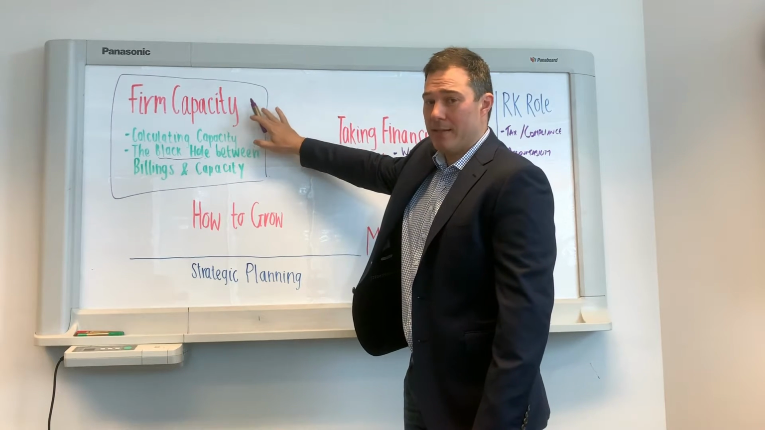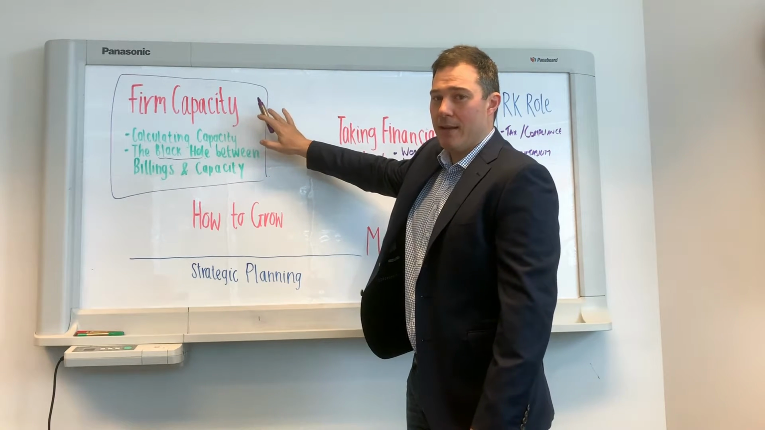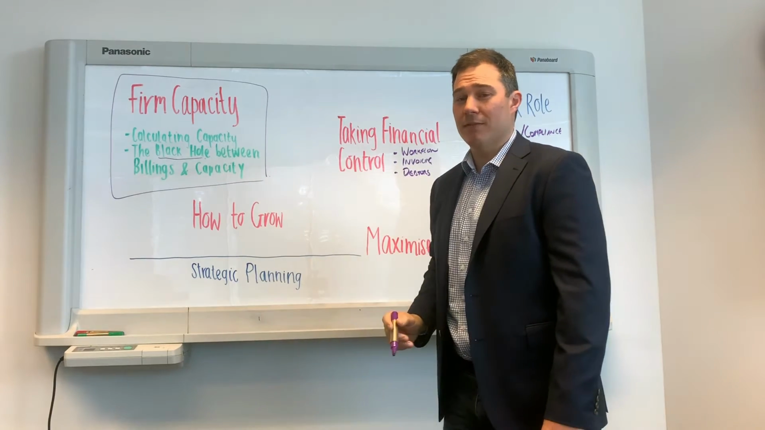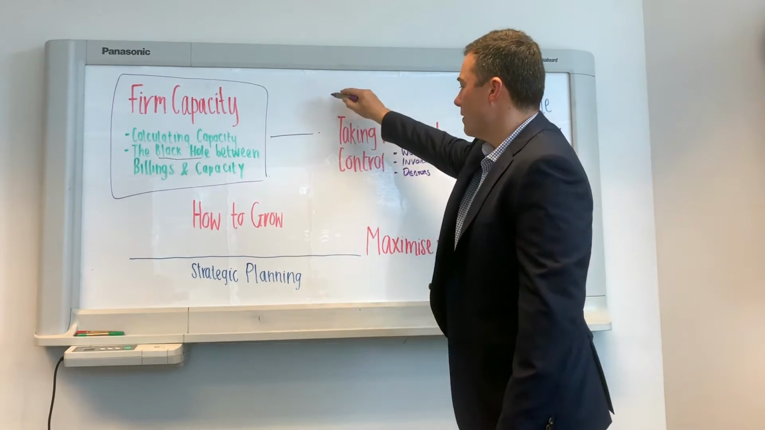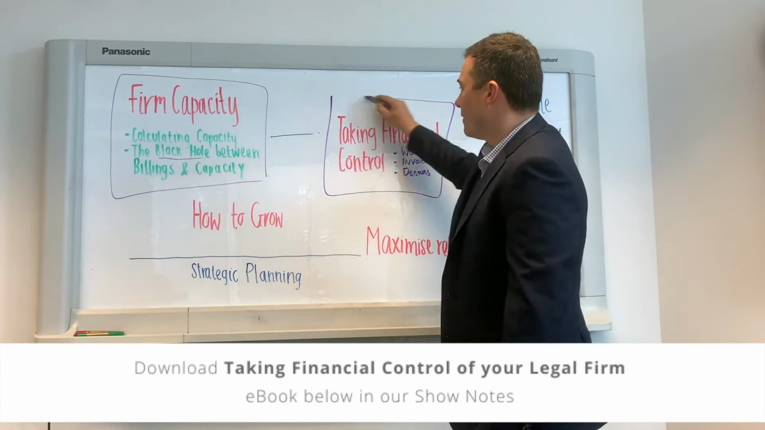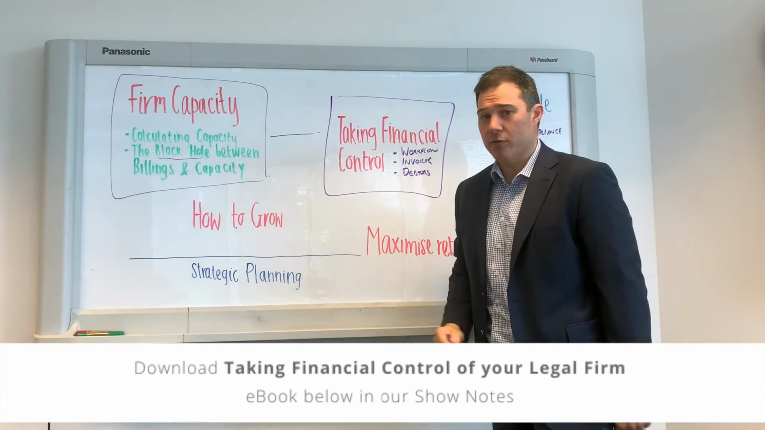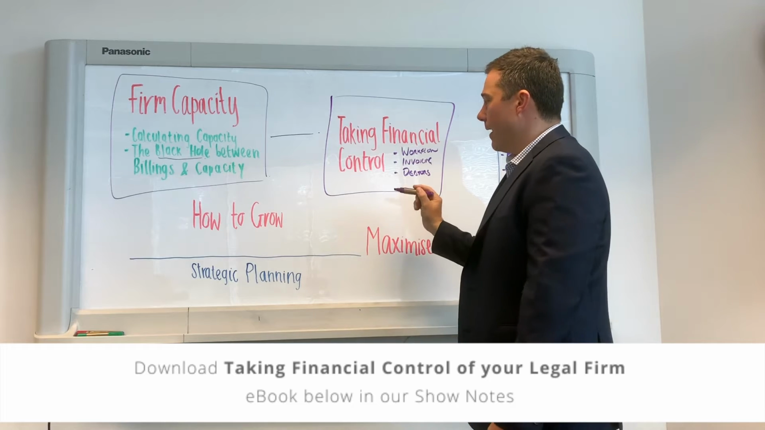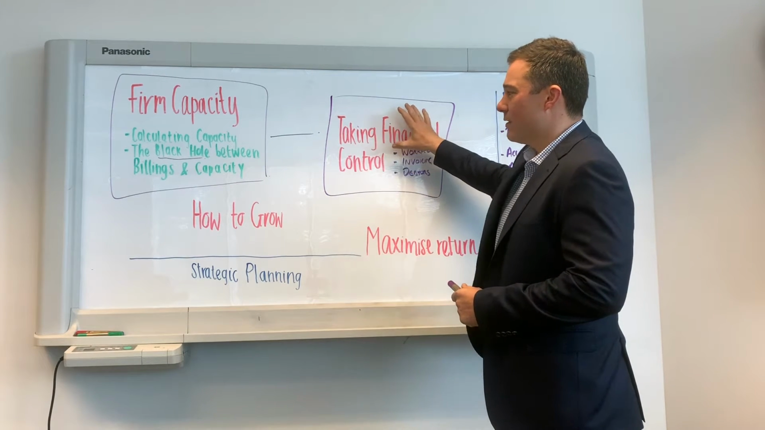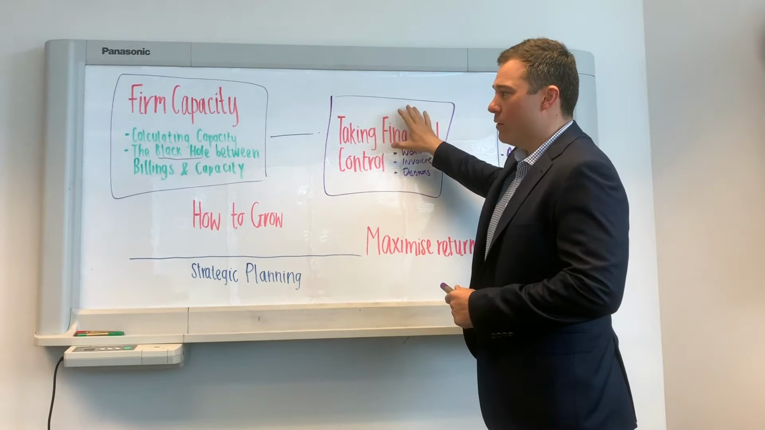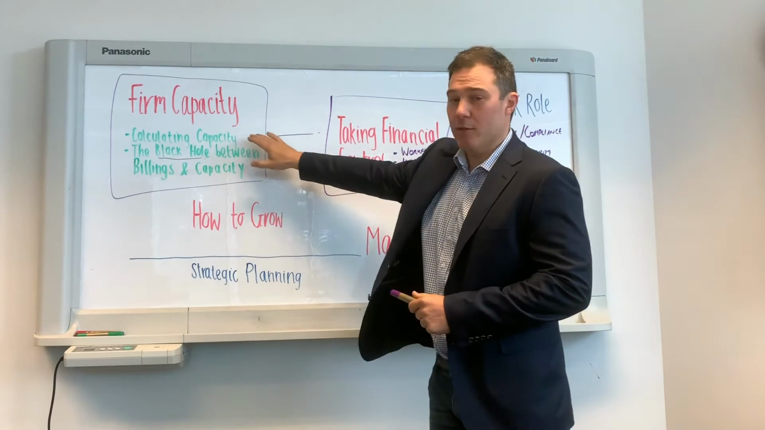So for us, that's the first step. Let's understand capacity, let's calculate it, and then let's check that against billings, and if there's a gap, why is there a gap? We then move on to the second step, and that's taking what we call financial control of the firm. We're looking at three main things here, and the caveat is that we typically don't move on to this section until we've nailed the first.